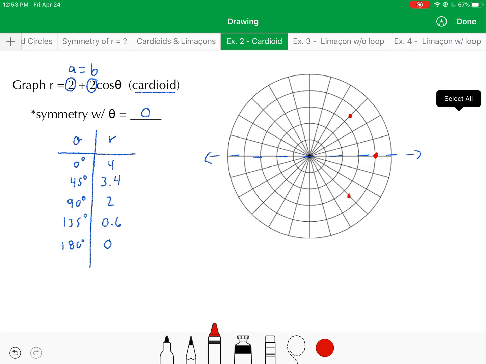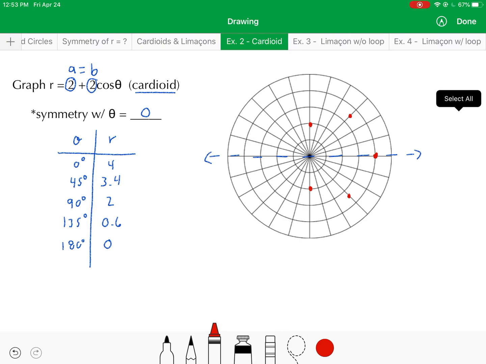Cosine of 90 is 0. 0 times 2 is 0. 0 plus another 2 is an R value of 2. So if I plot the point 2, 90, I end up right here. Reflect. Gives you another point. Plugging in 135, notice the R value is approximately 0.6.